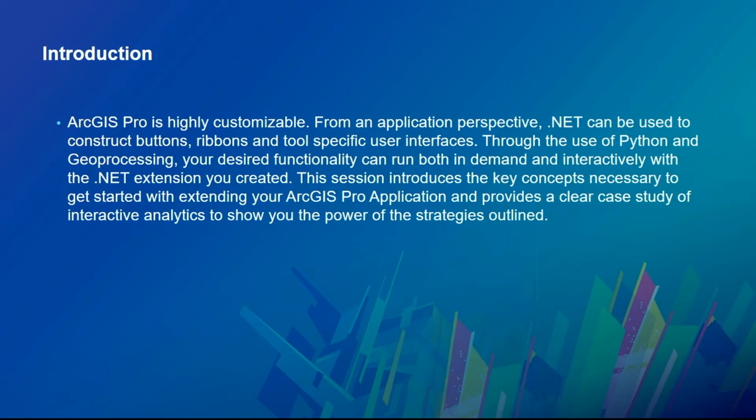So ArcGIS Pro is highly customizable, but back in desktop, it was really ArcObjects and Python that we used in conjunction to do this. There were some Python add-ins, but basically ArcObjects were used to extend the application. The story for Pro is that Python is still the engine, it's still the GP engine, it's still how you drive analytics. But if you want to extend the application, both through GUI widgets or through interactivity, you use .NET and C# to go ahead and do that.